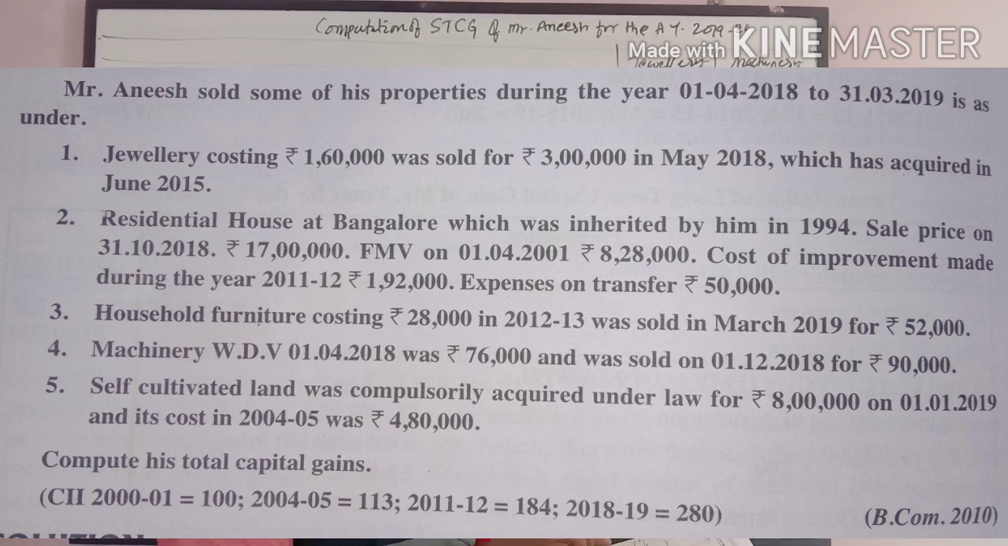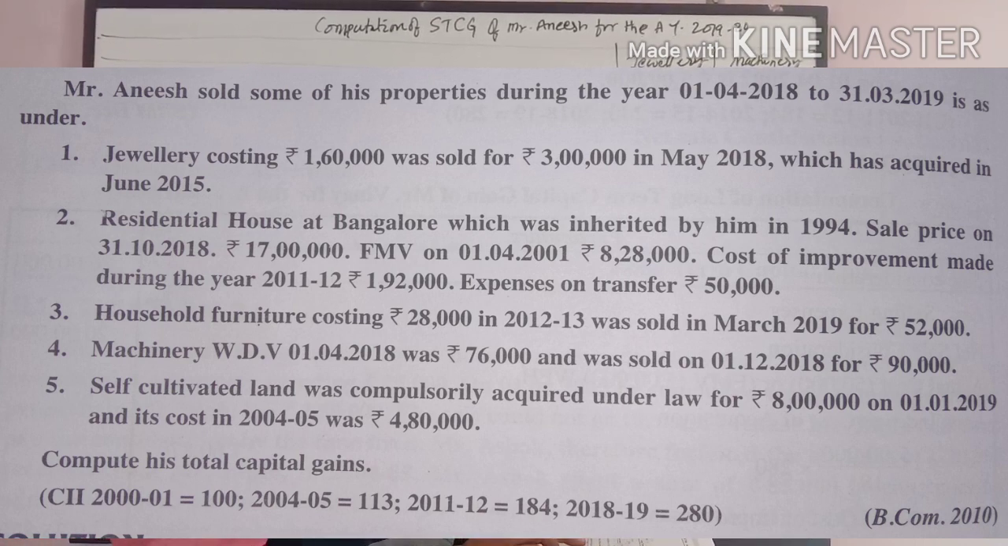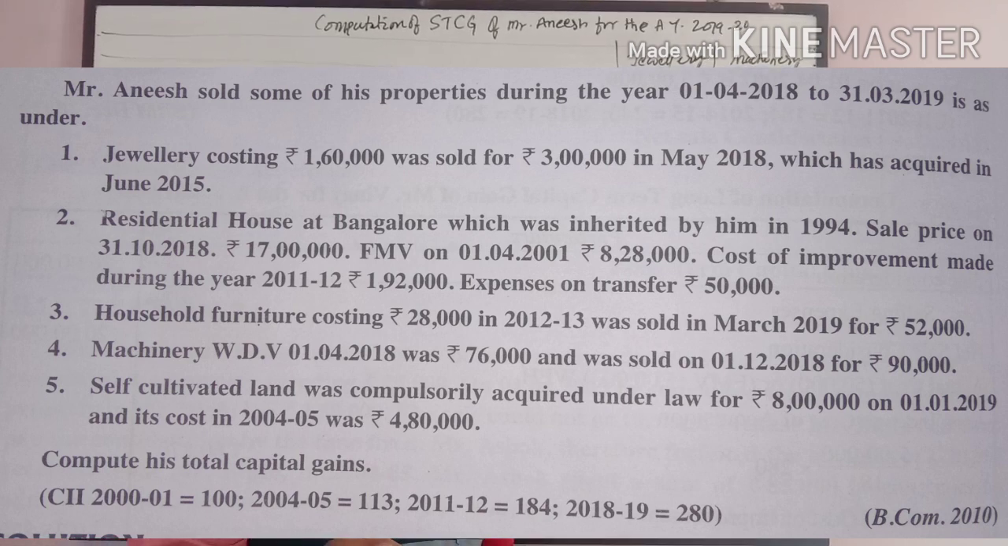May 18, June 15, going back 15, 16, 17, 18. So that means it is less than 36 months. So it comes under STCG. I have written here STCG. Similarly, the residential house in Bangalore, which was inherited by him in 1994, sold on 31/10/2018, that means it comes under LTCG. Residential house comes under LTCG. Household furniture, any household furniture is exempted, it is not to be taxed.